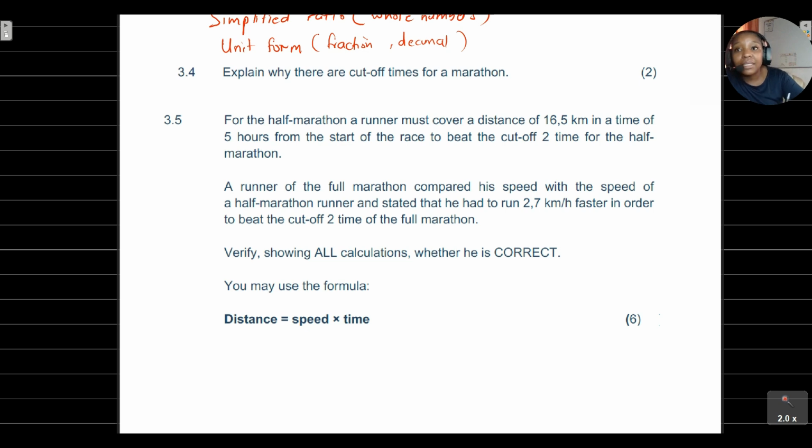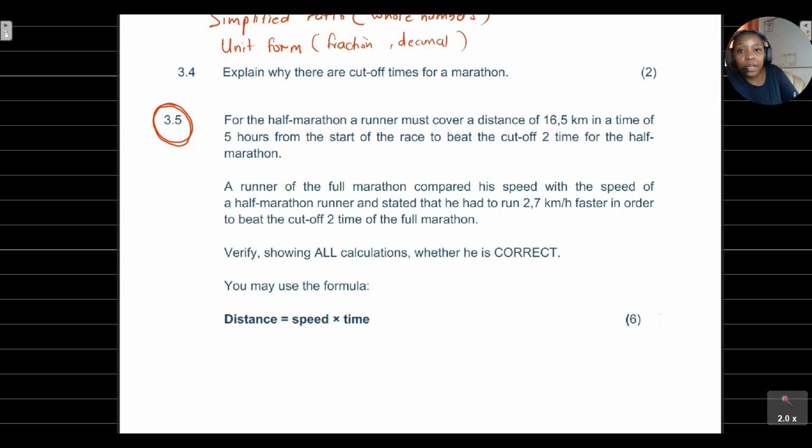This is one of those higher level questions. If you are a learner that gets distinctions, when you're answering these questions, you're not leaving them blank. This is where you're getting your distinctions. So when we're answering this question, we need to understand what is actually happening here.